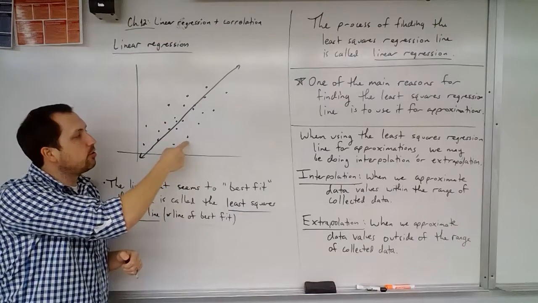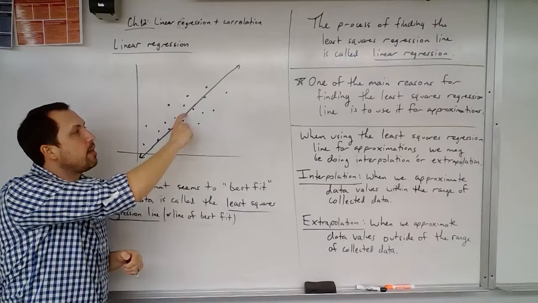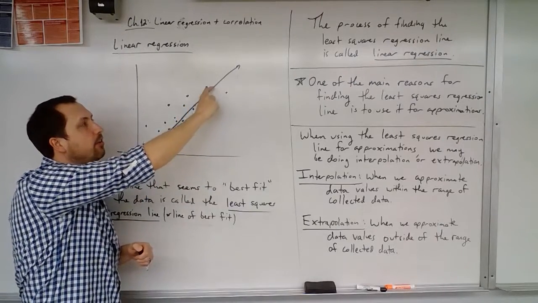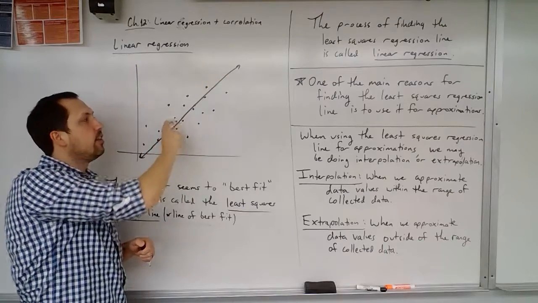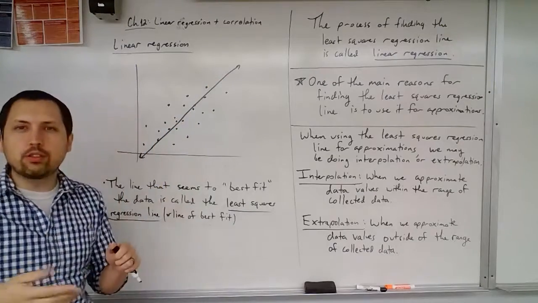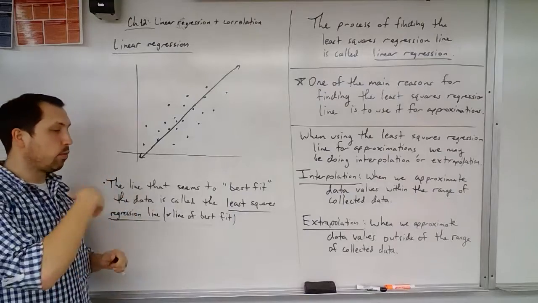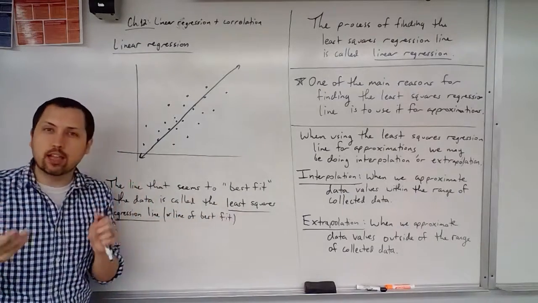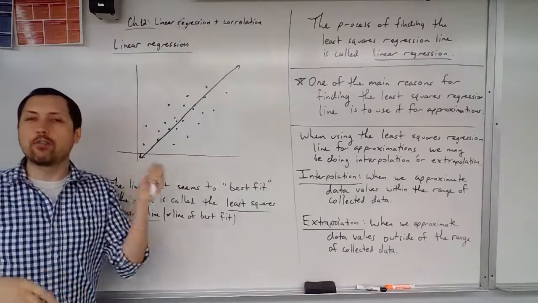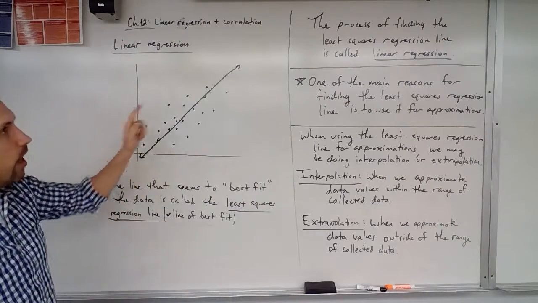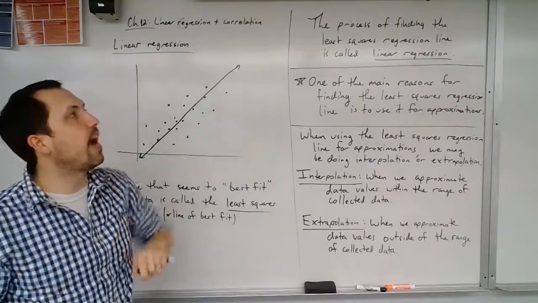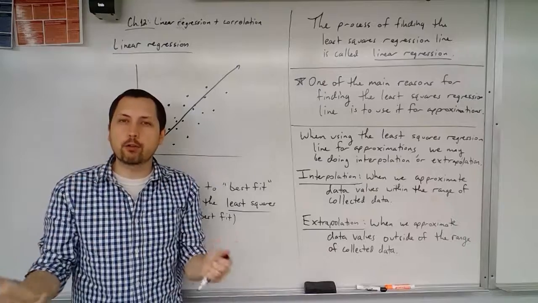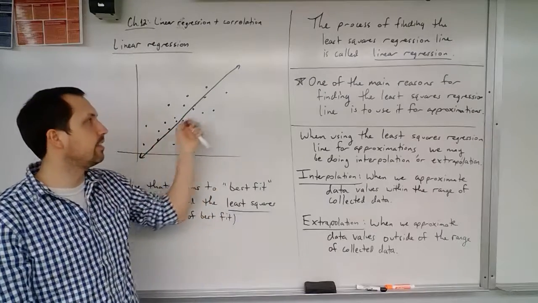So basically, assuming this x value is correct, we're trying to minimize all of these distances between the data value and the line. We're going to take those differences and square them, and try to minimize all of those squares. That's why it's called the least squares line, because you're squaring these distances, often called the deviations. The process of finding a least squares regression line is called linear regression. So when we talk about linear regression, that's the process of finding this line.